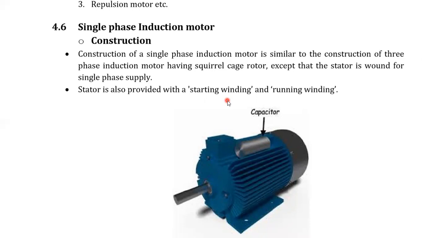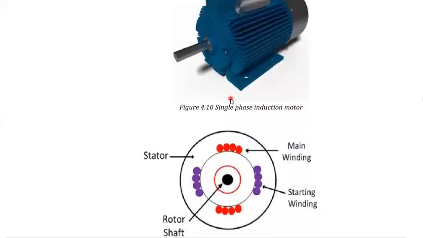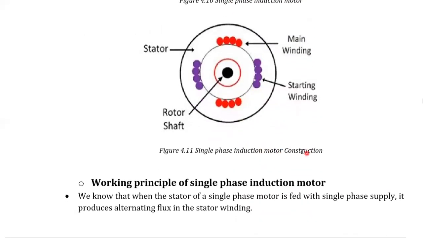The running winding is called the main winding. The starting winding is used to start the induction machine. The starting winding is placed on the stator, not the rotor. This is a key concept. The stator of a single phase induction motor is provided with the starting winding and the running winding, and these two are generally connected in parallel. This is the general construction of a single phase induction motor.